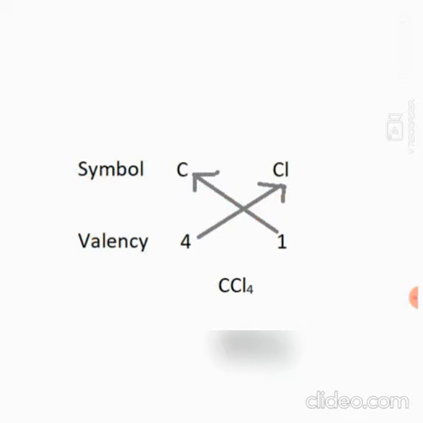Another example is carbon tetrachloride. For carbon the valency is 4 and for chlorine the valency is 1. So they both get cross multiplied. So for carbon we have to mention 1 and for chlorine we have to mention 4, and it forms the compound CCl4. The name of this compound is carbon tetrachloride.